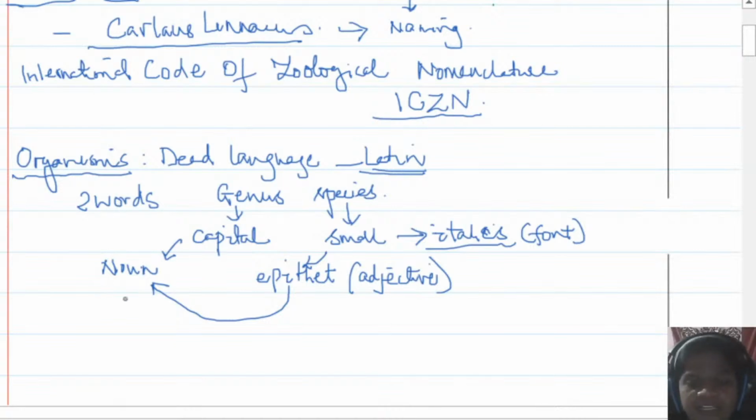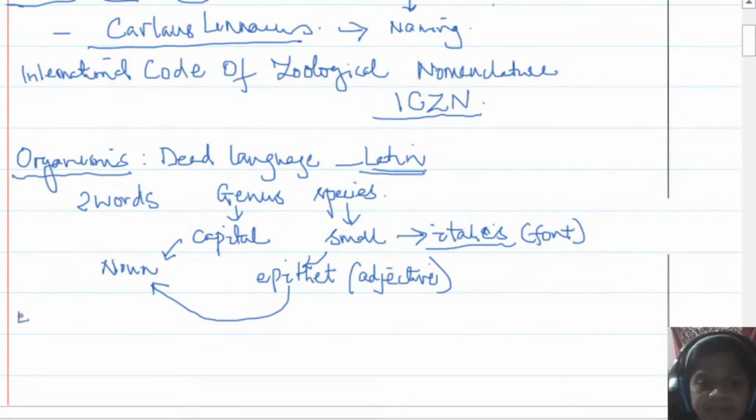So each organism consists of 2 words. Binomen, right? Bi means 2. Binomen means it consists of 2 words, genus and species. Genus starts off with a capital letter, and the species, remember, do not capitalize. It always starts off with a small letter. They are in italics. Italics is just a font. Now, the genus is the noun form of the organism that you're describing, and epithet is the adjective. That means it actually describes the noun.